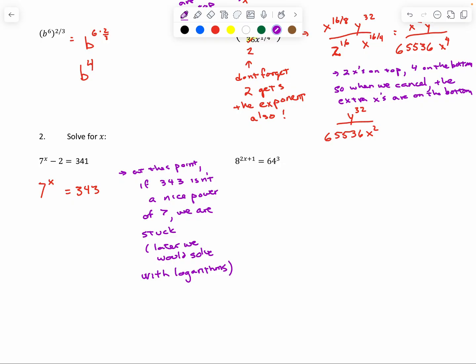Okay, so at this point, we're going to hope that it's a nice power of 7. Oh, look, 7 cubed is 343. So x is 3. So remember, at this point, we are whiffling around looking for exponents. Write this.